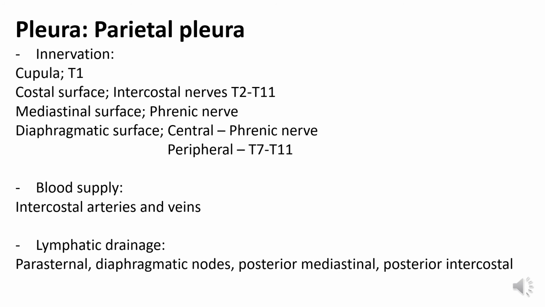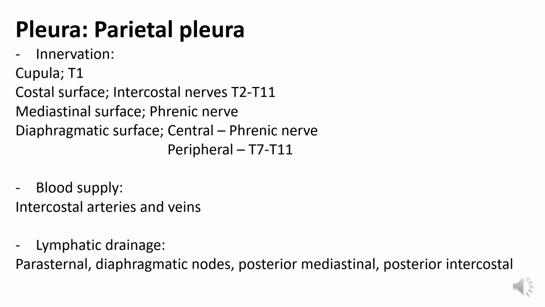Before ending this short YouTube video, it is important to take note of the pleura. So the parietal pleura, we will be taking a look at its innervation, blood supply, and lymphatic drainage. A quick overview. The cupula is supplied by the T1. Costal surface is supplied by the intercostal nerves, namely T2 to T11. The mediastinal surface, the phrenic nerve. The diaphragmatic surface, for central part it's the phrenic nerve, and the peripheral part it's T7 to T11.